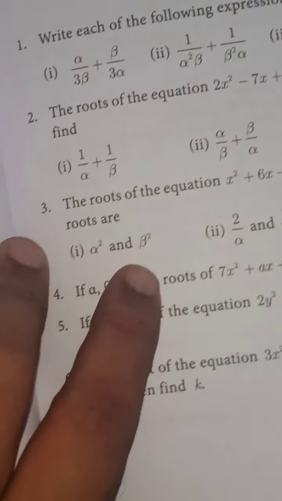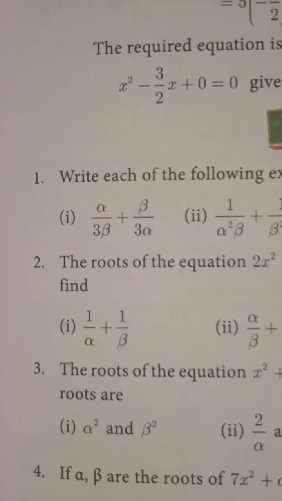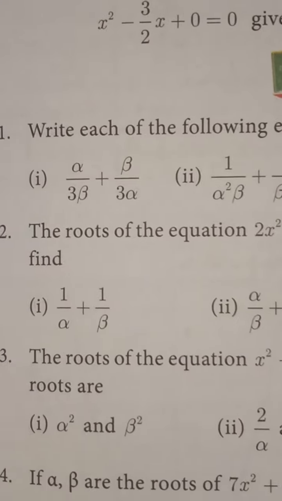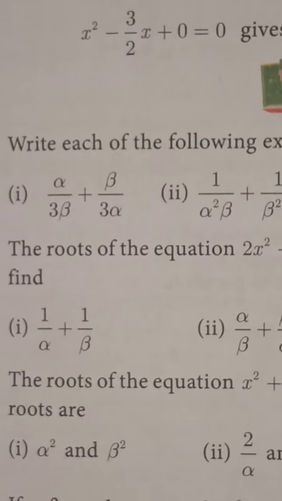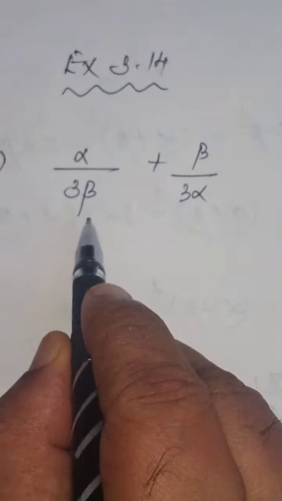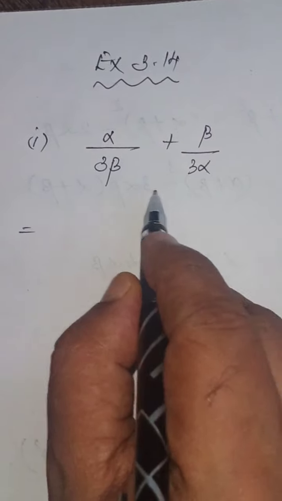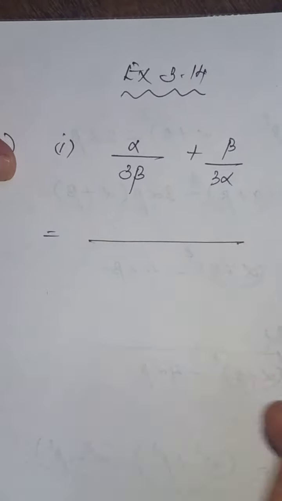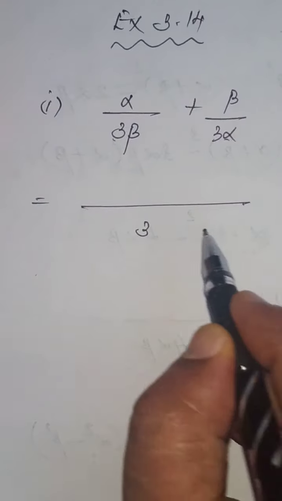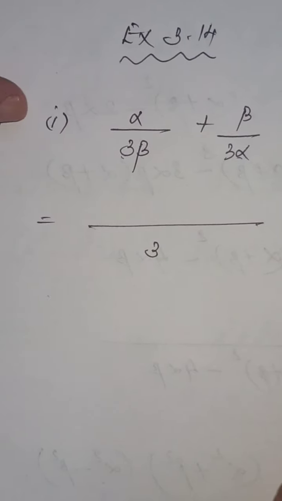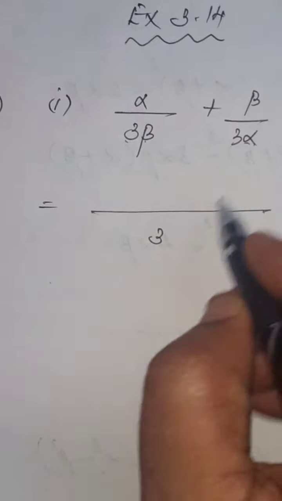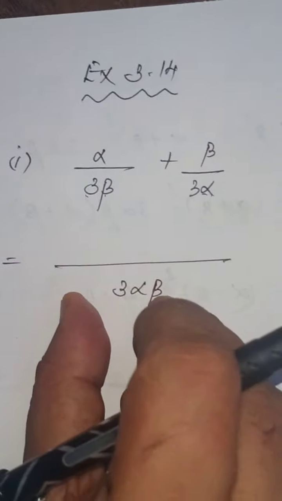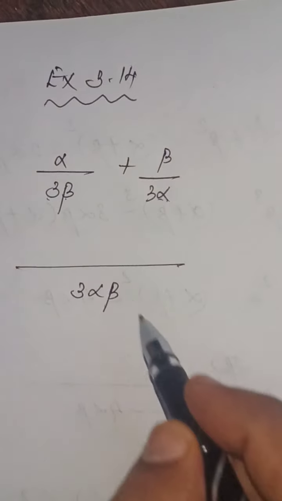First subdivision: alpha divided by 3 beta plus beta divided by 3 alpha. You can take LCM. If you take LCM, it will be easy for you. 3 common, 3 only, that is called a GCD. But LCM means after taking the common terms, what are the terms left out? Beta is there, alpha is there, so alpha beta. 3 alpha beta, that is the LCM.